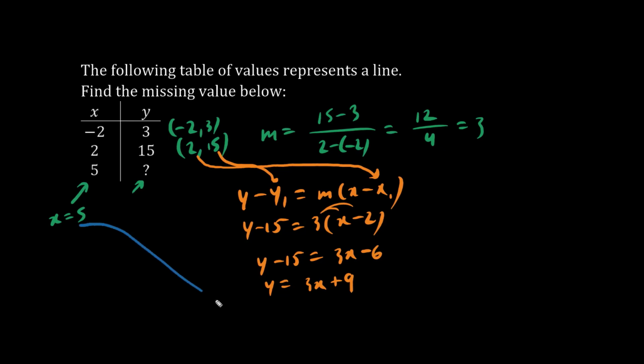We now plug in 5 into x, and we have y equals 3 times 5 plus 9. 15 plus 9 is 24. So this mystery number is 24.